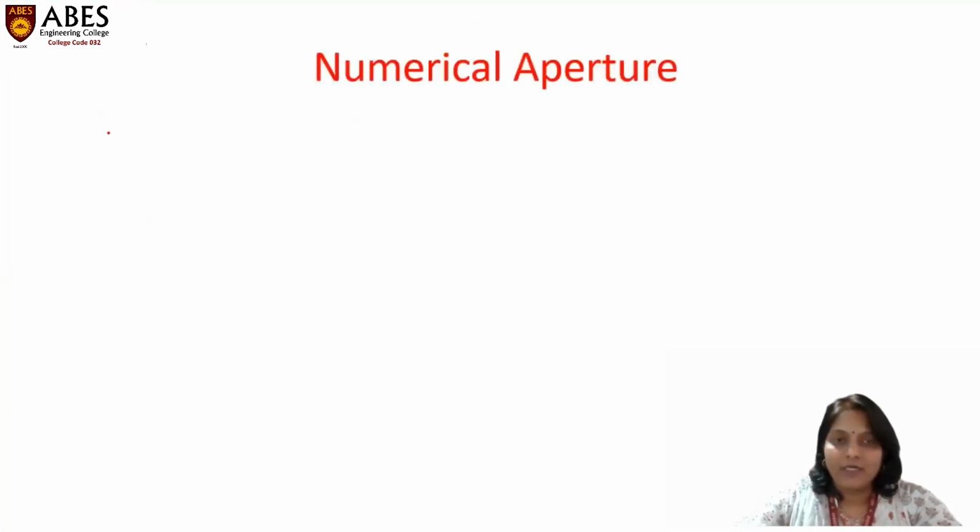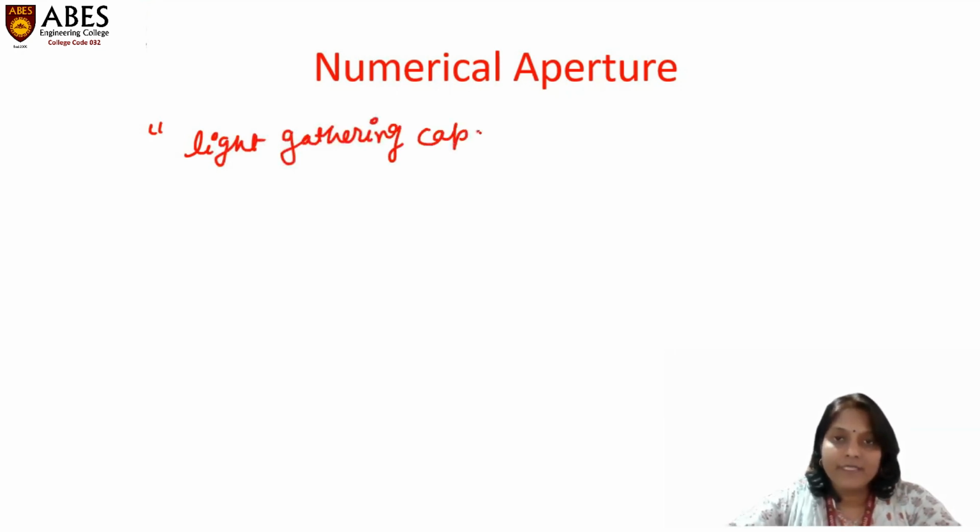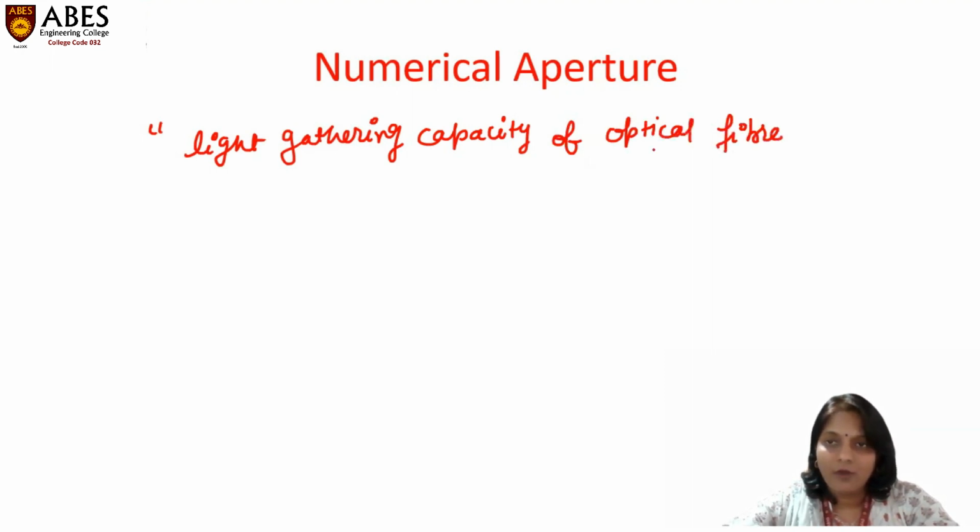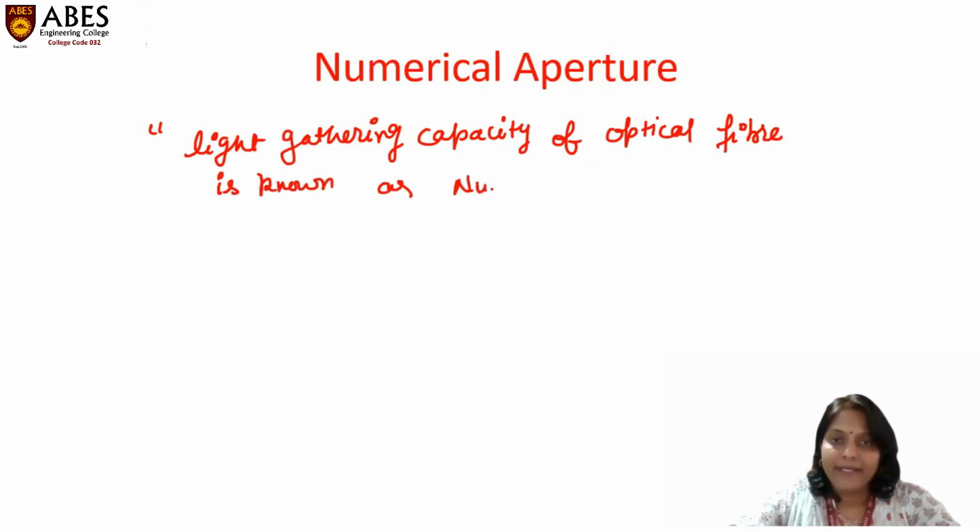So what is a numerical aperture? Numerical aperture is a mathematical quantity which is unitless, and it only shows the light gathering capacity of the optical fiber. How much light can be gathered by the optical fiber? So the light gathering capacity of optical fiber is known as numerical aperture.